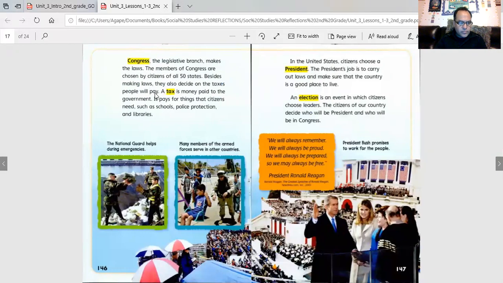Congress. The legislative branch makes the laws. The members of Congress are chosen by citizens of all 50 states. Besides making laws, they also decide on the taxes people will pay. A tax is money paid to the government. It pays for things that citizens need, such as schools, police protection, and libraries. I bet you didn't know that, huh? That the taxes that you pay as adults, they all go towards everything else.